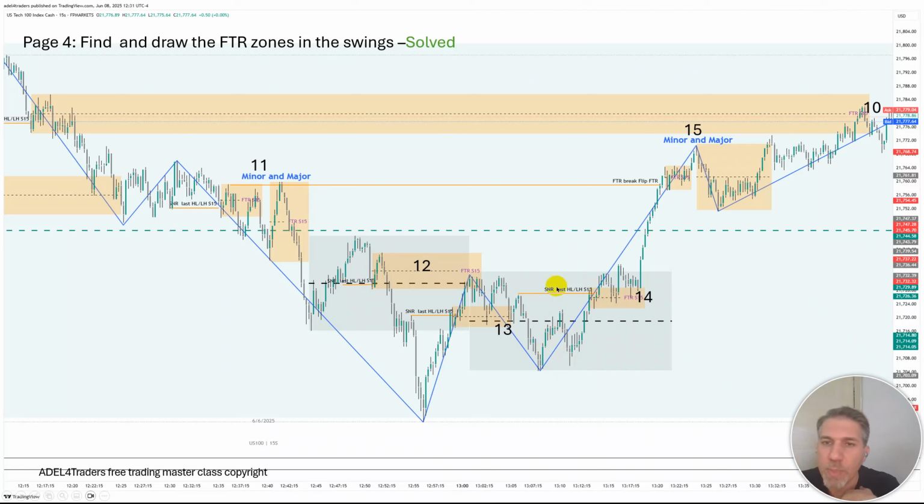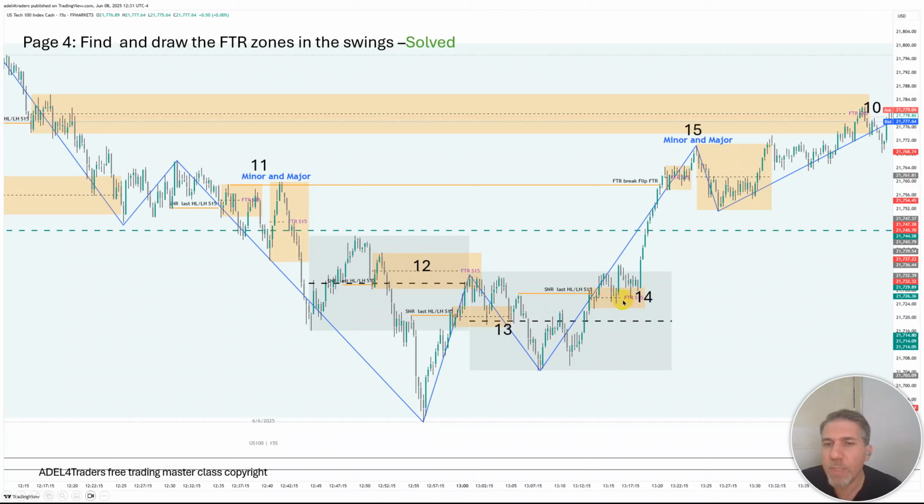We need this movement to take this and come back here. So we call, I don't know, in ICT they call it mitigation, and this one is an ICT, if I'm not wrong, because I'm not an ICT teacher, I mean teacher or student. So then this one, they call it breaker, breaker block or something. So this is similar, but FTRs are much better.